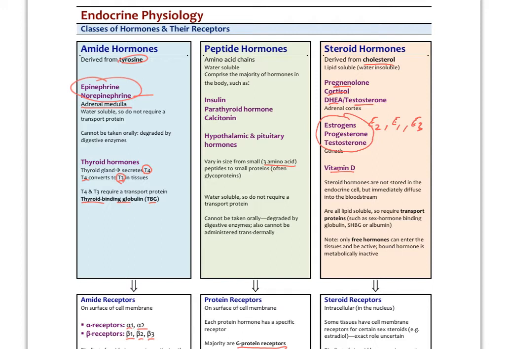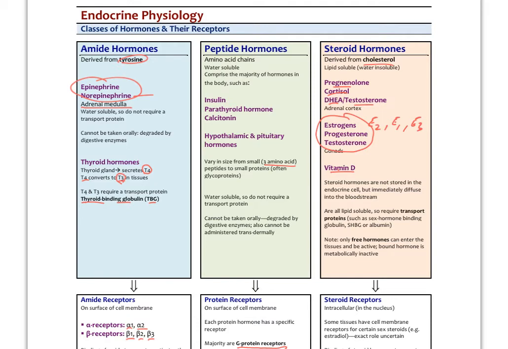These are not stored, unlike the peptide and the amide hormones, which can be stored in granules in the cells before being released. These actually have to be synthesized on demand and are released immediately. So we don't store up any of these within the cells. They are lipid soluble, so they all need transport proteins to be carried in the blood.